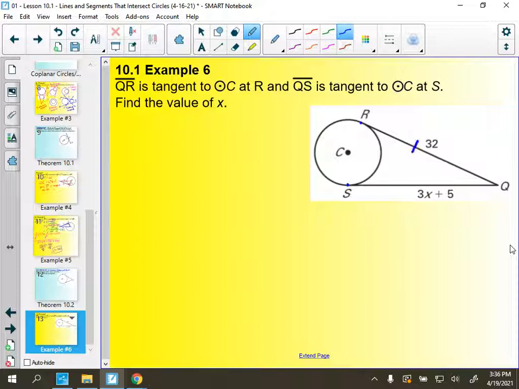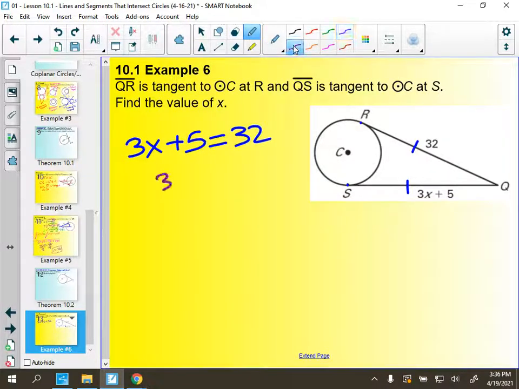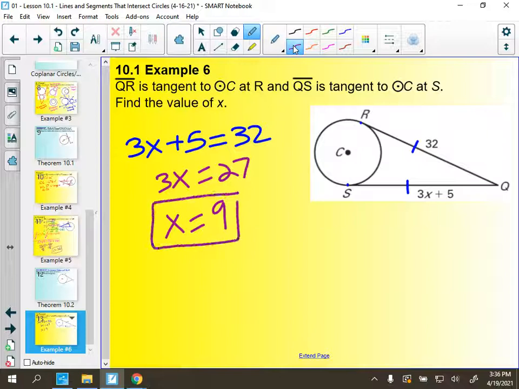Well, what do we know? This is the exact same, those are congruent. QR is congruent to QS, so their lengths would have to be the same. So it ends up being a nice, small, linear two-step equation to solve. We'll subtract 5 from both sides. Divide both sides by 3 to get x equals 9. Could plug it into a quick check: 27 plus 5, yep, 32.